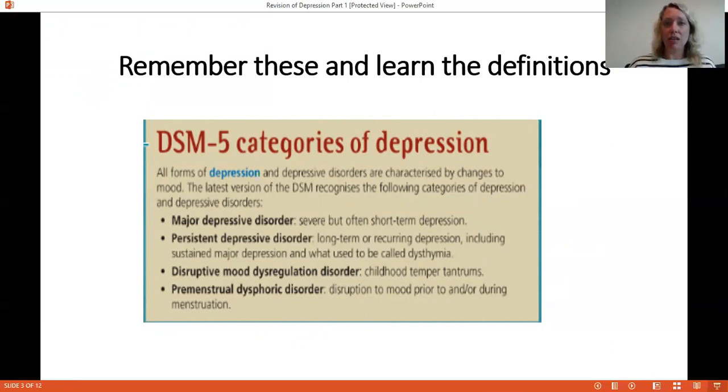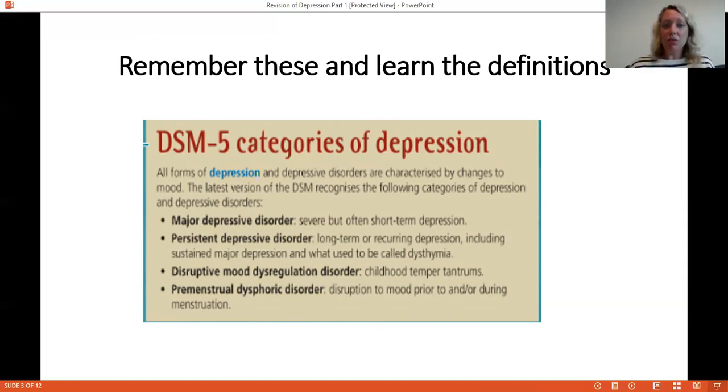So let's have a look at these 4 then. So first of all, you've got the sort of most obvious one in a way, which is just called major depressive disorder. So this is severe but often short-term depression. And think about the word major, and that kind of cues you into the idea of it being severe.